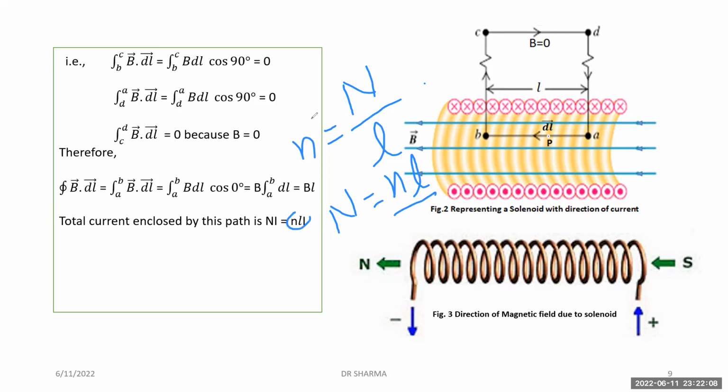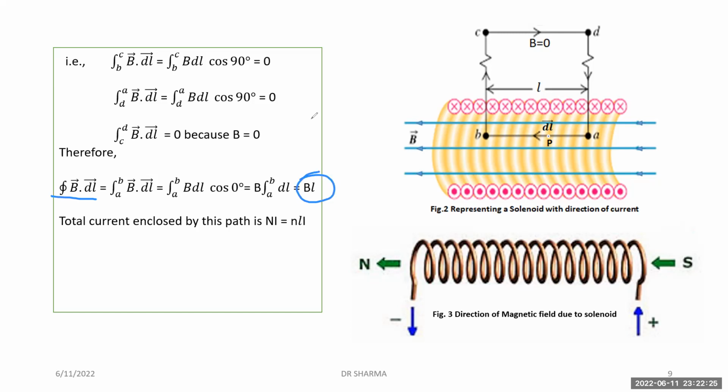So we substituted nL in place of capital N, and hence the total current enclosed is nLI. Now, according to Ampere's circuital law, the line integration, which is here equal to BL, must be equal to the total current enclosed, which is equal to nLI here. So these two quantities are equal according to Ampere's circuital law.